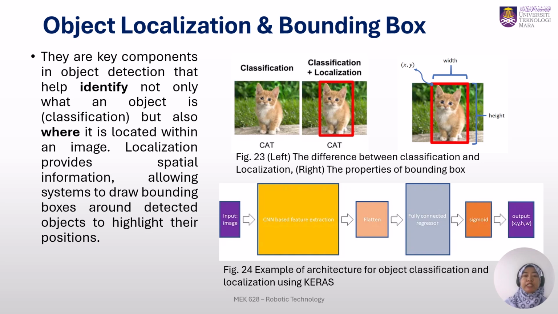For example, in this figure 23, the left picture is the difference between classification and localization. Okay, while the right picture is the properties of the bounding box. Okay, so here is the classification. You can classify there is a cat in that picture, but where is the cat located in the image? So you are using bounding box. Okay, you are using bounding box to locate the cat in that picture. So this bounding box will give you the spatial information, for example the width and the height, and then the location in the XY coordinates. That is localization and bounding box.